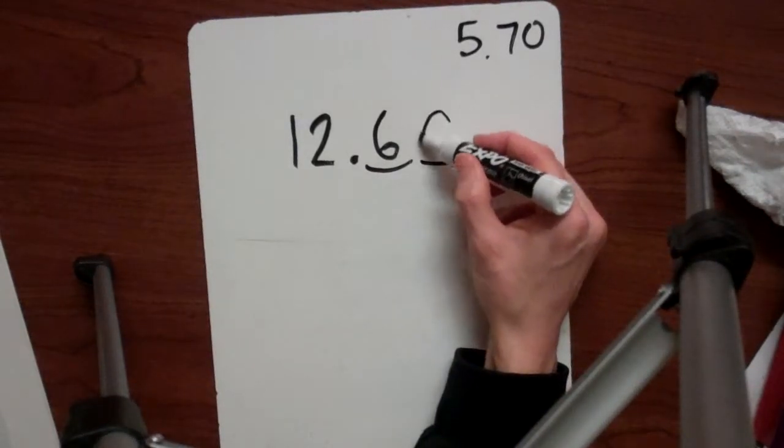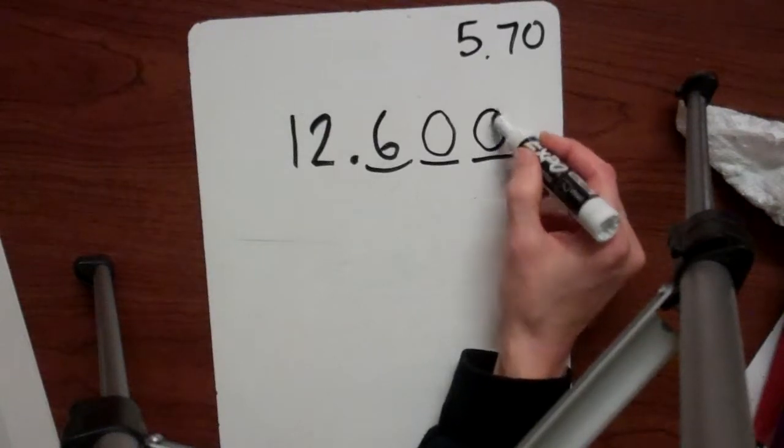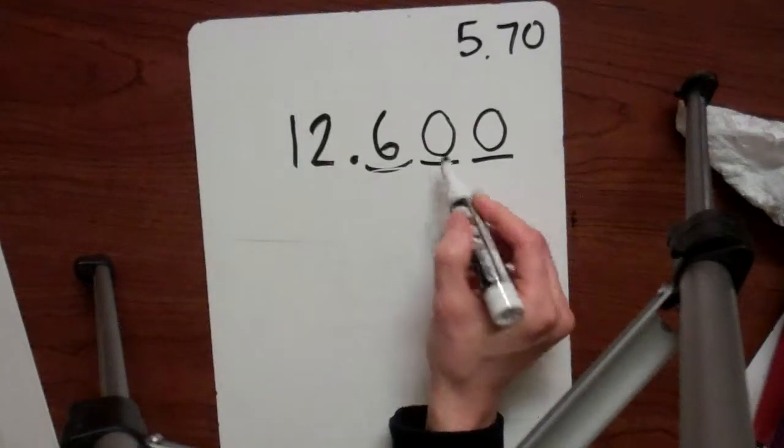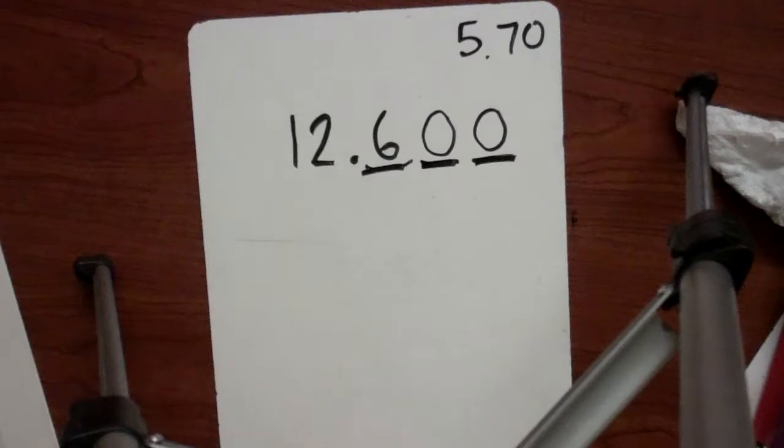And as you can see, you just add your zeros. So now 12.600 is written correctly with 3, 1, 2, 3 decimal places.